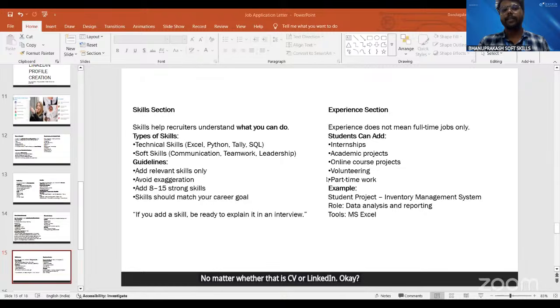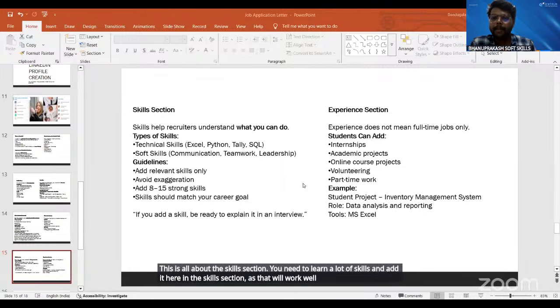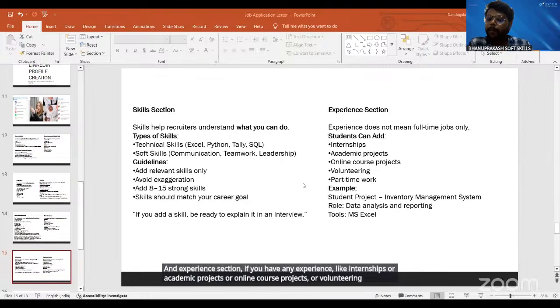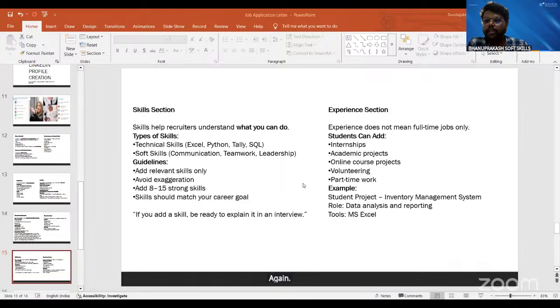This is all about the skill section. You need to learn a lot of skills and add them here in the skill section, as that will work well. And the experience section: if you have any experience like internships, academic projects, online course projects, volunteering work or any part-time work, anything is fine. Everything comes under experience, as that doesn't mean only full-time jobs. But at least something should be there in this experience section. As I already mentioned in the previous classes, you need to gain at least something, as you are already in your graduation, third year and final year.